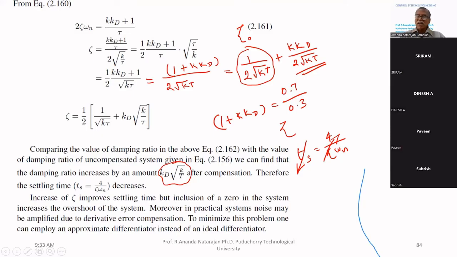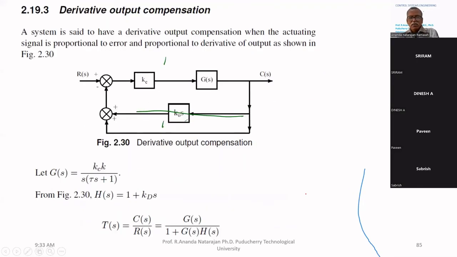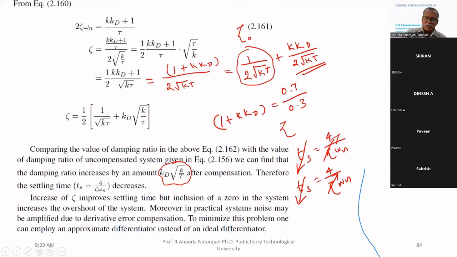Analytically, settling time equal to 4 upon zeta omega n. As zeta increases for derivative compensation, settling time will decrease. So it improves settling time. Oscillations reduce. These are the advantages of derivative compensator. But one drawback is there. One drawback.